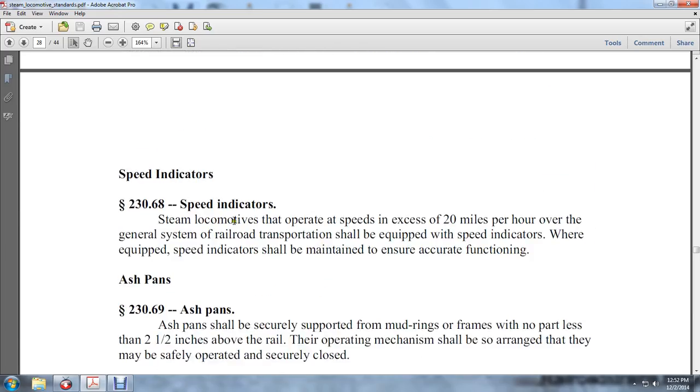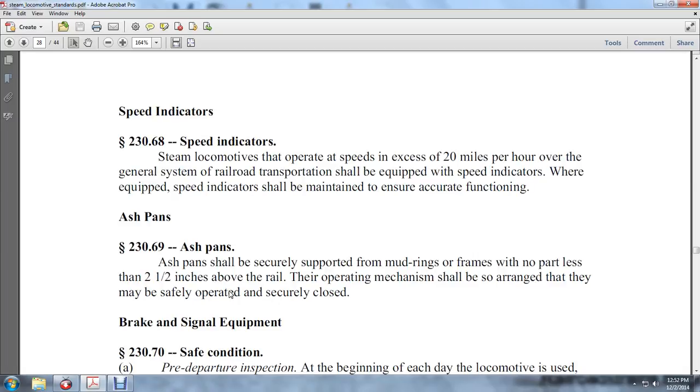Speed indicators. Steam locomotives operated at speeds in excess of 20 miles per hour over the general system of the railroad transportation shall be equipped with speed indicators, and speed indicators shall be maintained to ensure accurate functioning. The ashpan shall be securely supported, with mud rings of the frames not less than 2 to 2.5 inches above the rail. The operating mechanism shall be arranged so that it may be safely operated and securely closed.